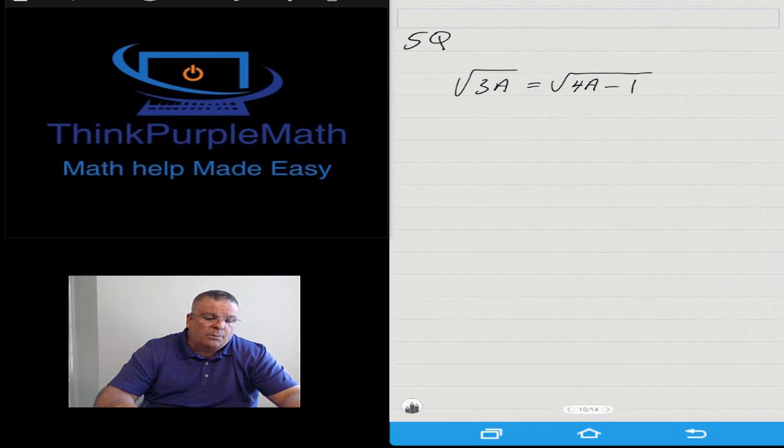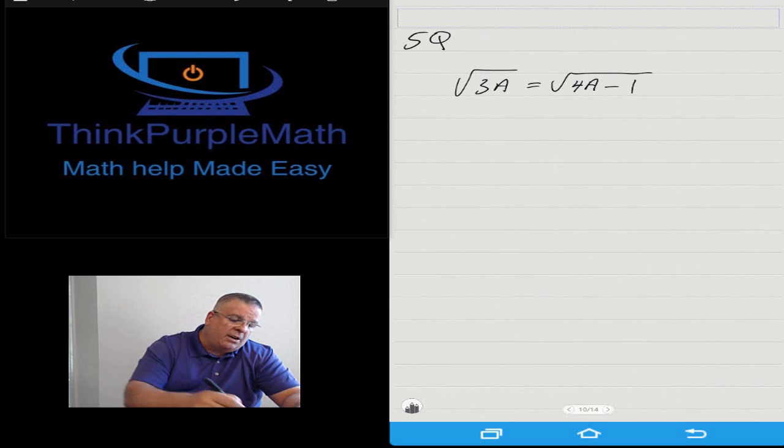Now we have problem 5. We have square roots on both sides. And the first time students see this type of problem, they're kind of not sure how to approach it. But it's actually one of the easier versions. Here we can go ahead and square both sides right now.